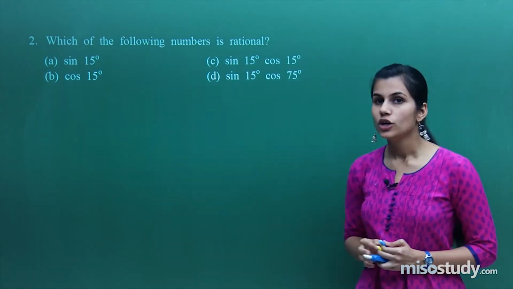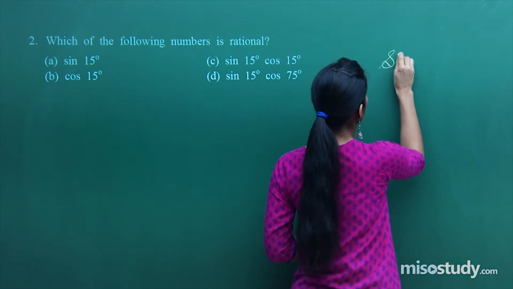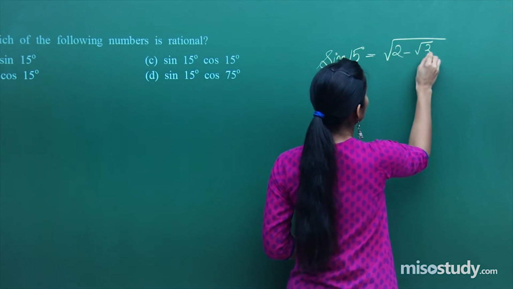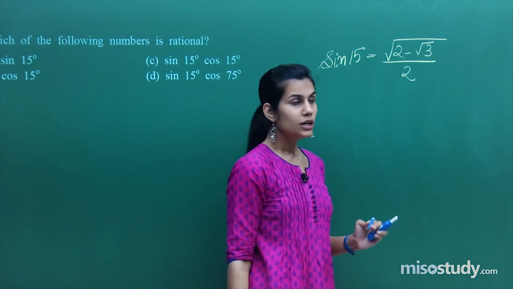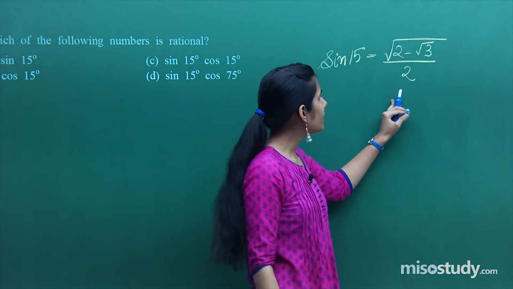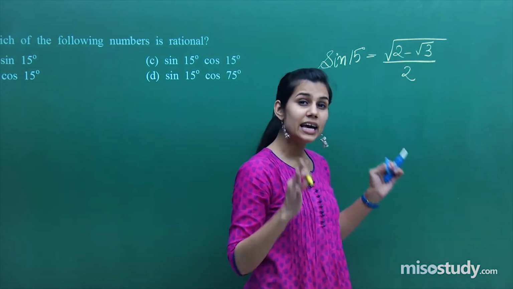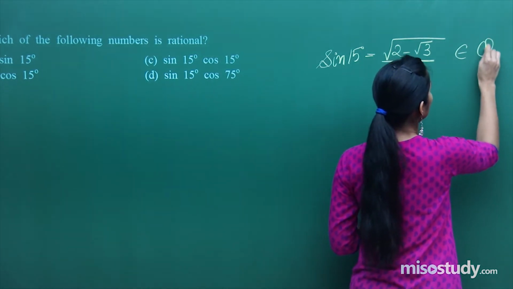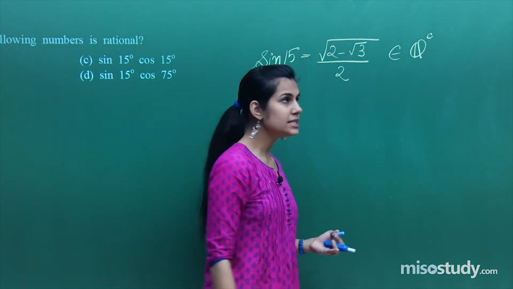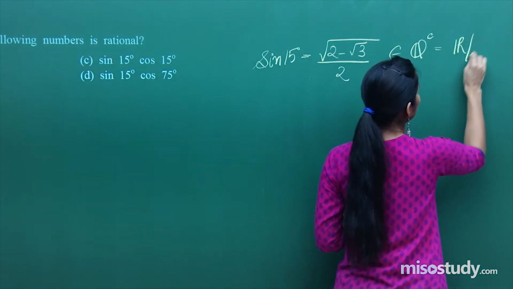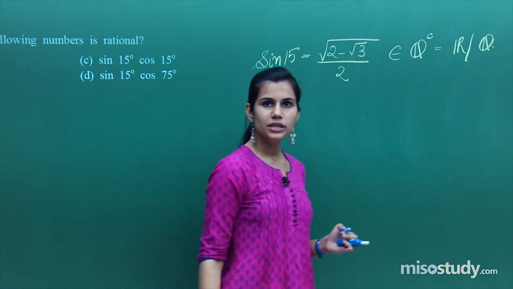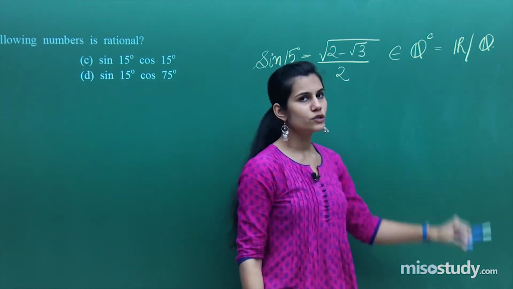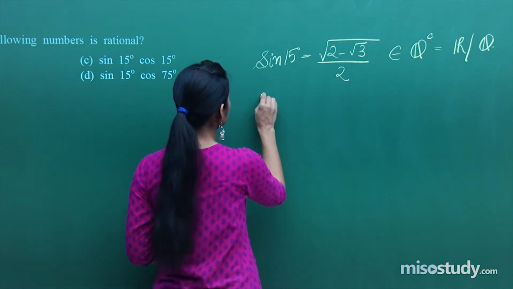Now sin 15, what is sin 15? Sin 15 degrees is (root 2 minus root 3) whole upon 2. Well, you can simplify it in other ways also, and you are very evidently able to see that this is an irrational number. Q complement, that means R minus Q. Q is the set of rational numbers. From the reals you remove rationals, you get irrationals. So sin 15 belongs to the set of irrationals. What about cos 15?